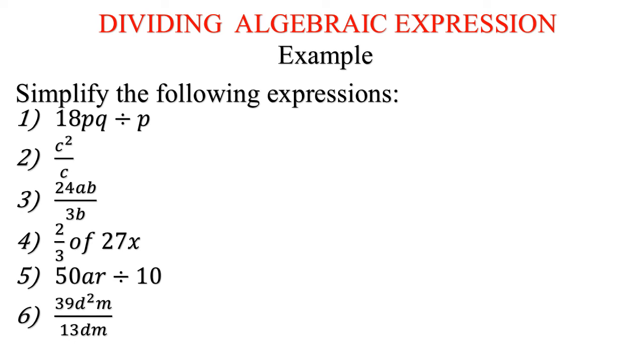Take our next subtopic, dividing algebraic expressions. So take an example on this one. Simplify the following expressions: 18pq divided by p, c squared over c, 24ab over 3b, 2 over 3 of 27x, 50ar divided by 10, 39d squared m all over 13dm.